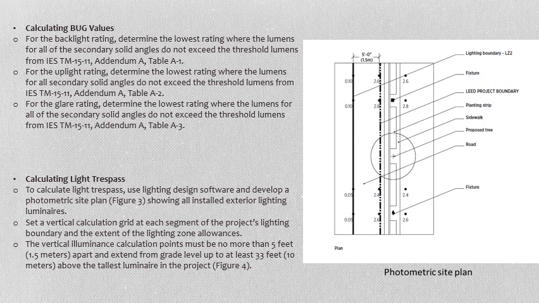Coming to calculating light trespass, for this we need to: 1. Use lighting design software, and 2. Develop a photometric site plan, which should be showing all exterior lighting which has been installed. To explain the photometric site plan, this image is a view if we look at the project site plan around one of its boundaries.